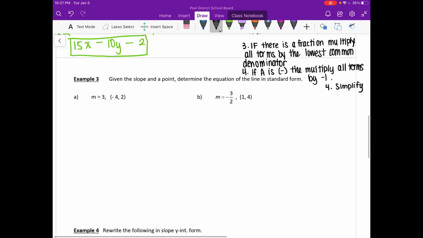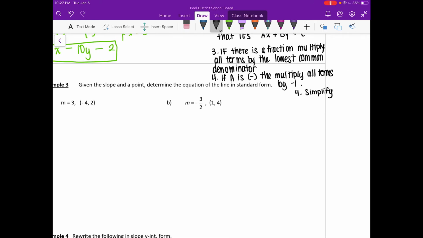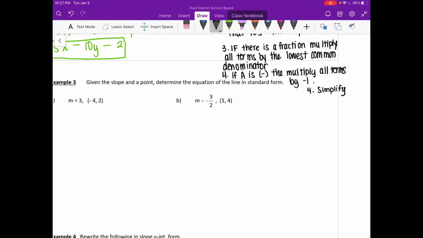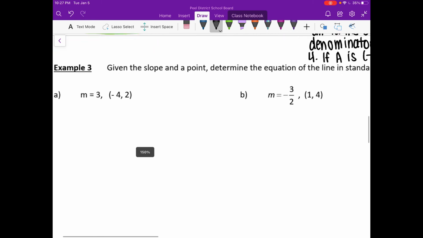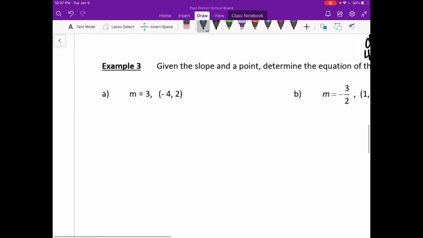So it says example 3, given the slope and a point, determine the equation of this line in standard form. So again, I'll put the steps at the bottom, or maybe I'll even put them on the side over here if I can find some space. Right, so let's do steps over here. But let's solve this first and then we can make the steps together.